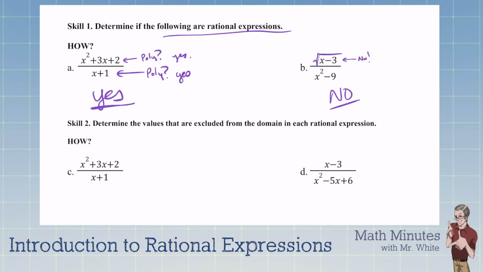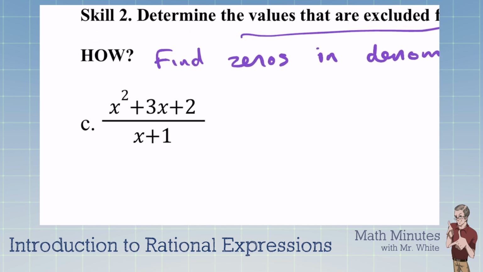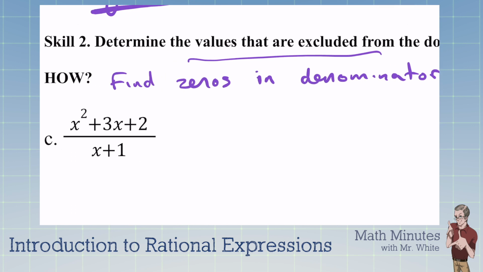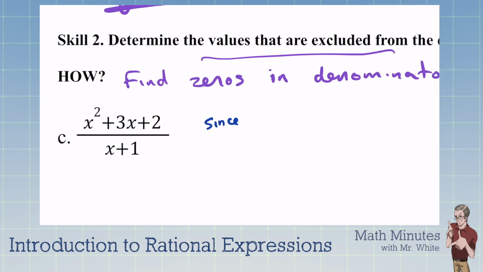All right, determining the values that are excluded. So how do you do this? You find the zeros in the denominator. Only the denominator. I can't repeat that enough, right? Only the denominator is where the problems come from. So this is not allowed to be 0. So in your notes, you might want to write that out. Since x plus 1 can't ever be 0, we solve.